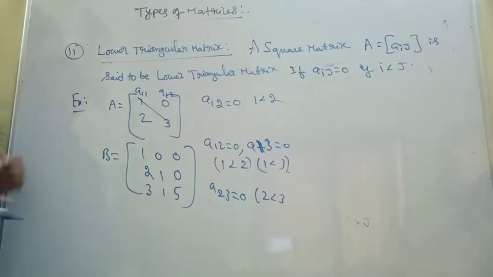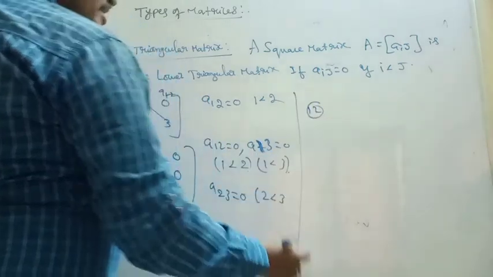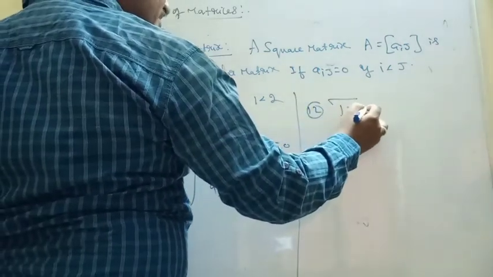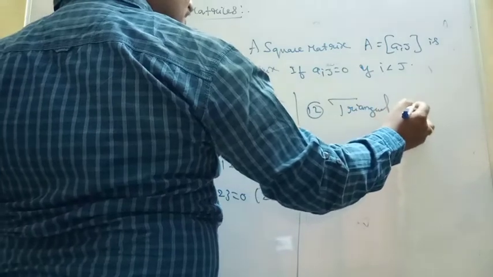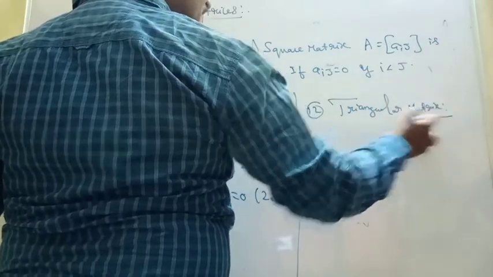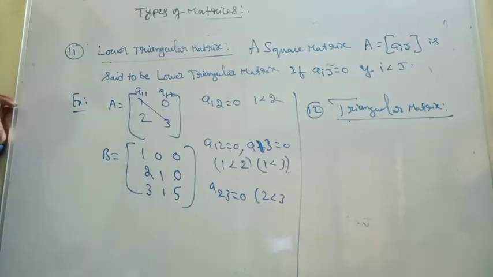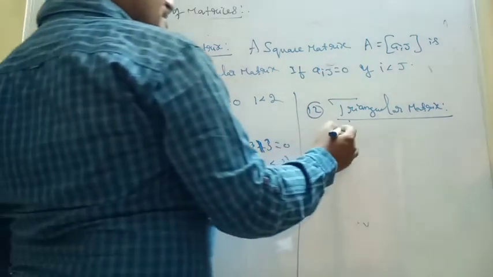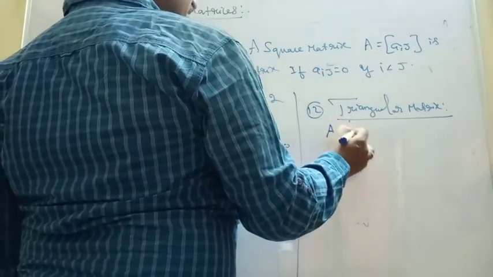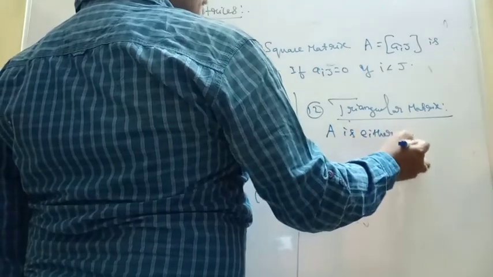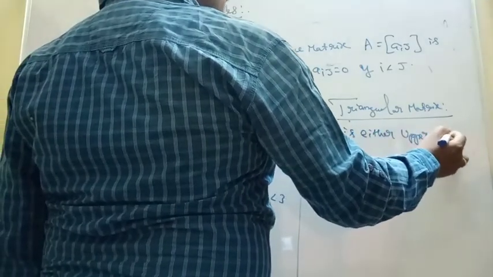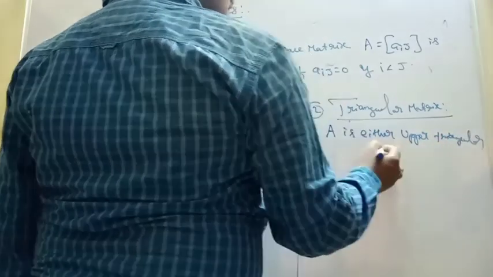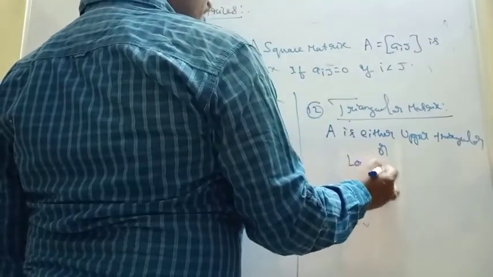Next, we have a triangular matrix. How do you define a triangular matrix? A square matrix A is said to be a triangular matrix if it is either upper triangular or lower triangular.